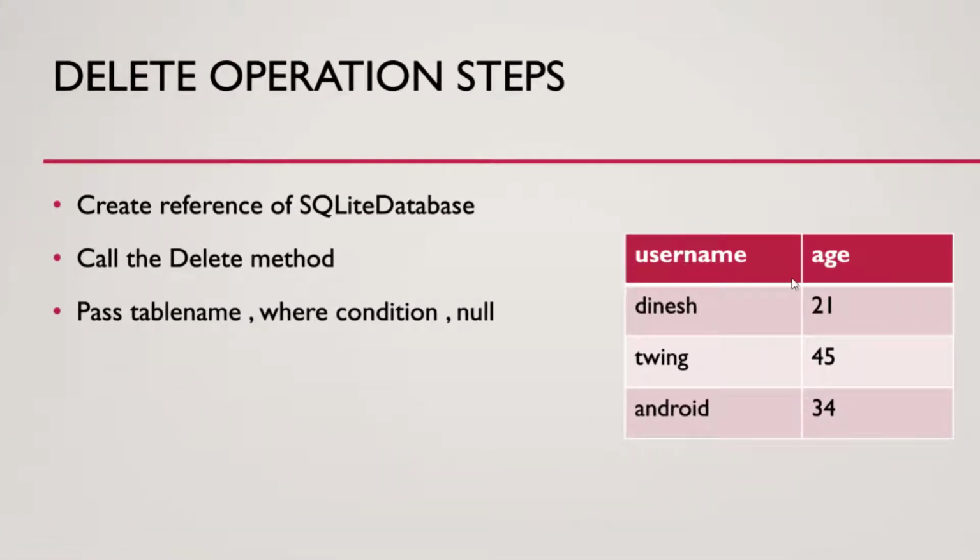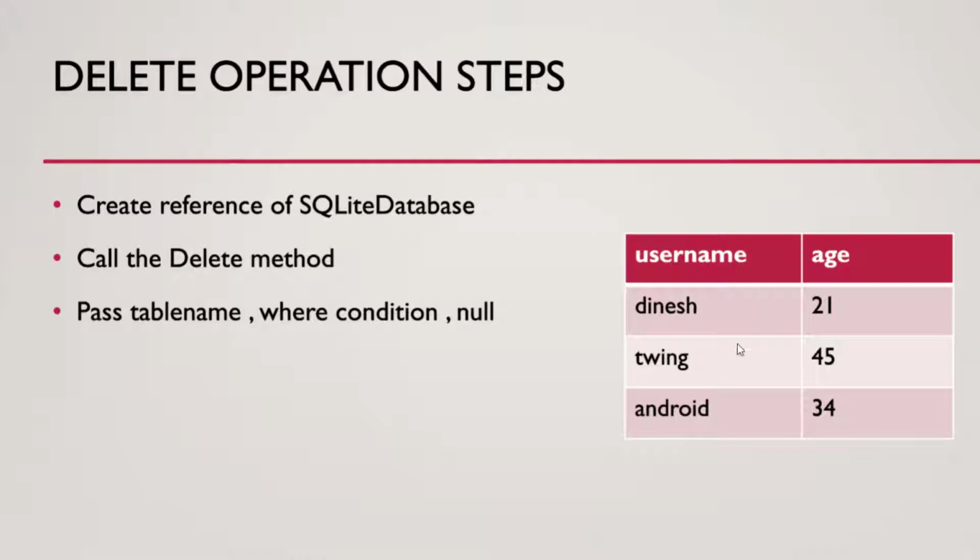So this is our current table. Currently we have three records. To delete a particular record, we have to follow these steps correctly. The first step is we have to create a reference of the SQLite database. The second one is we have to call the delete method. Inside the delete method, we have to pass three parameters. One is the table name and the next one is the where condition, I mean the where clause.